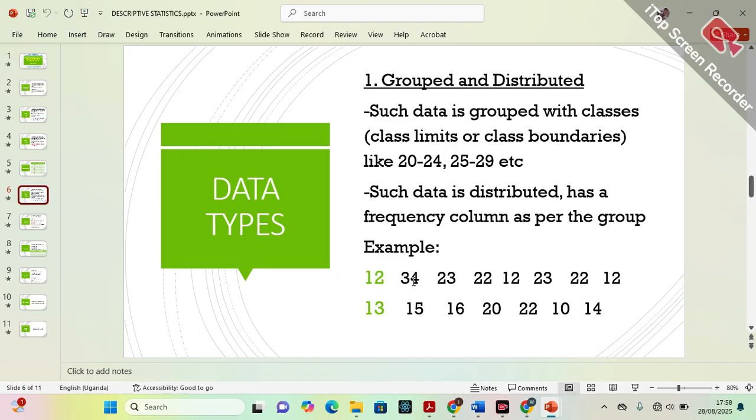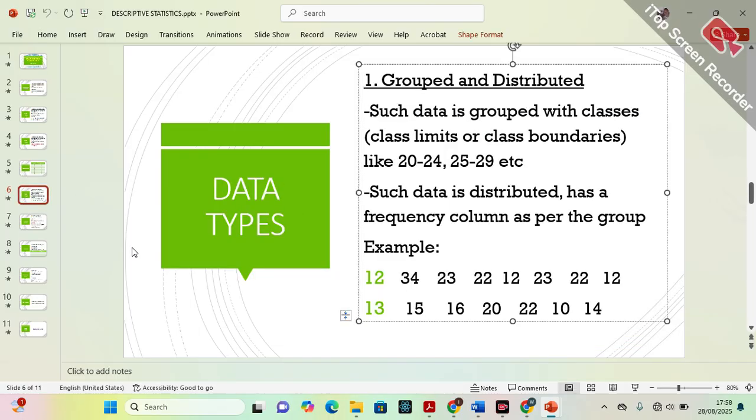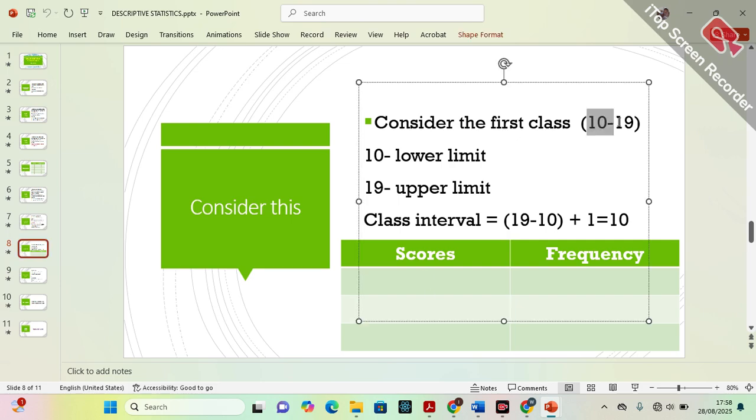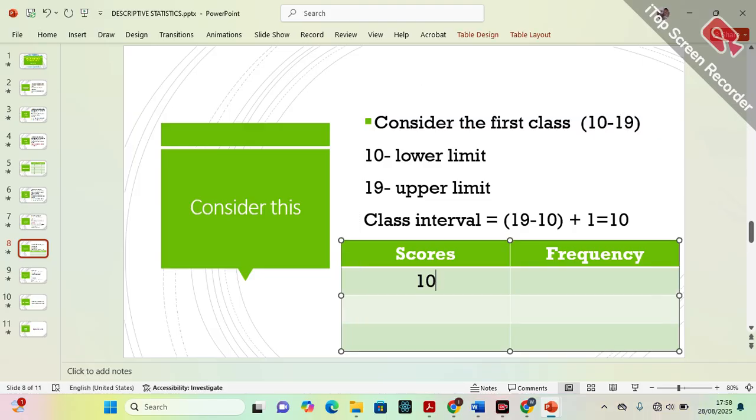So I want to group this data here. This is what I want to group. I want to group it into this table. Now we are saying that our first class is going to be that one, with the lower limit being 10 and then the upper limit being 19. So we shall just have to get this, and we bring it first here. That is 10 to 19. We shall get such a range.